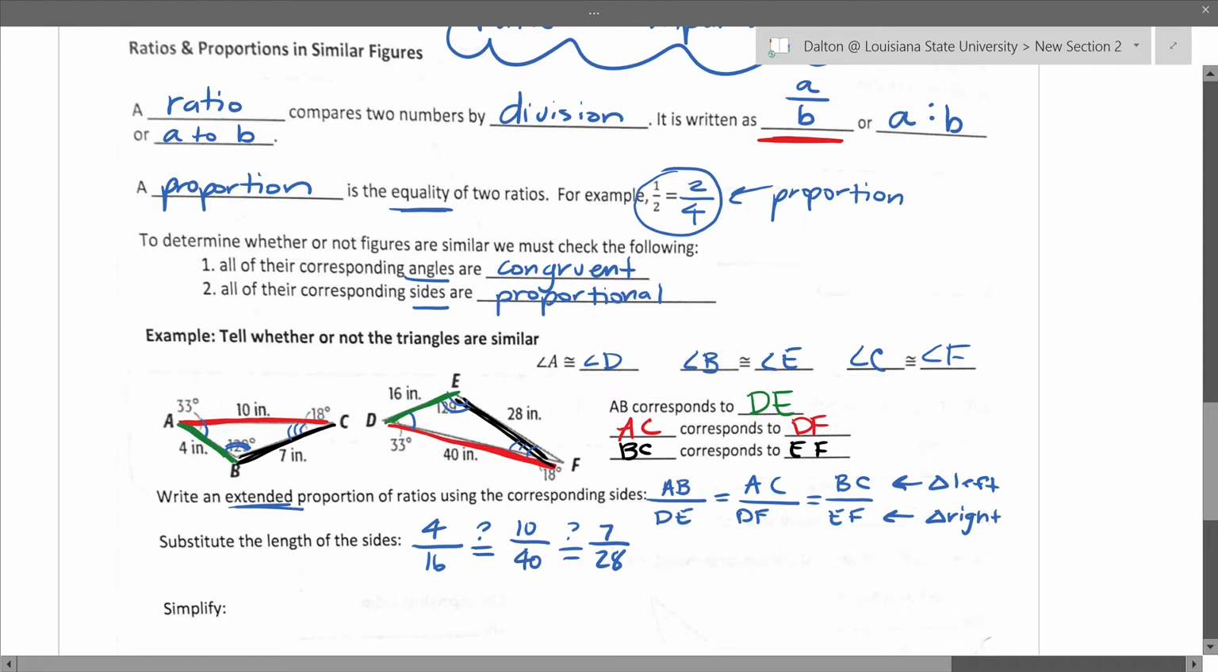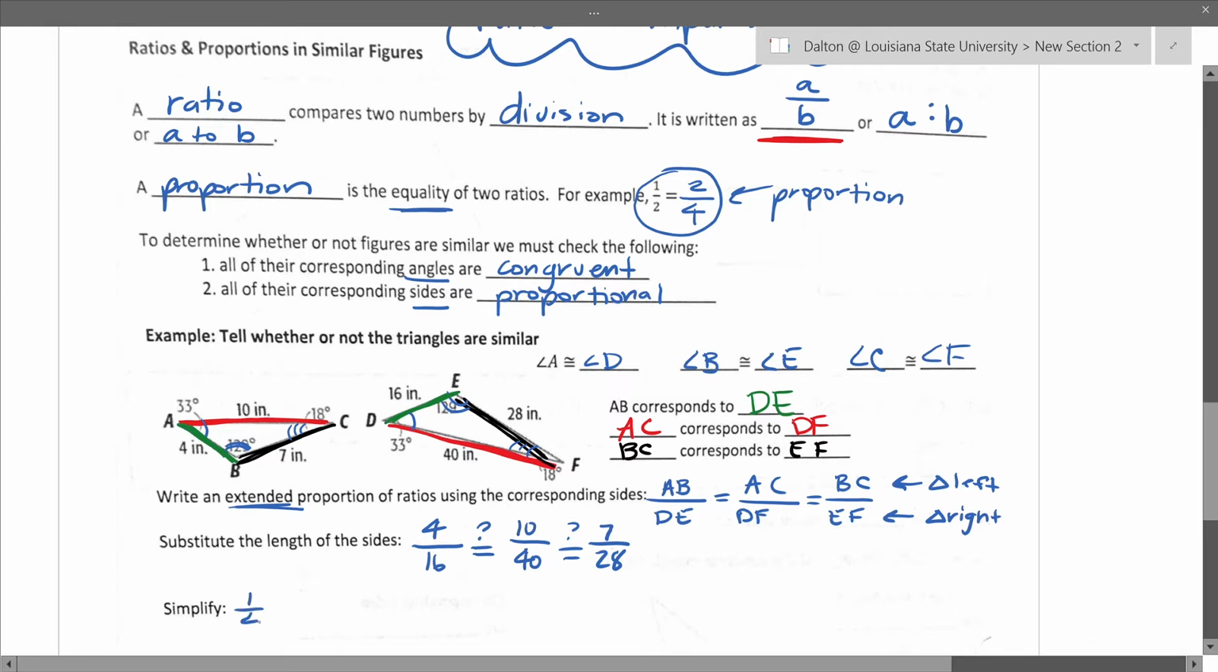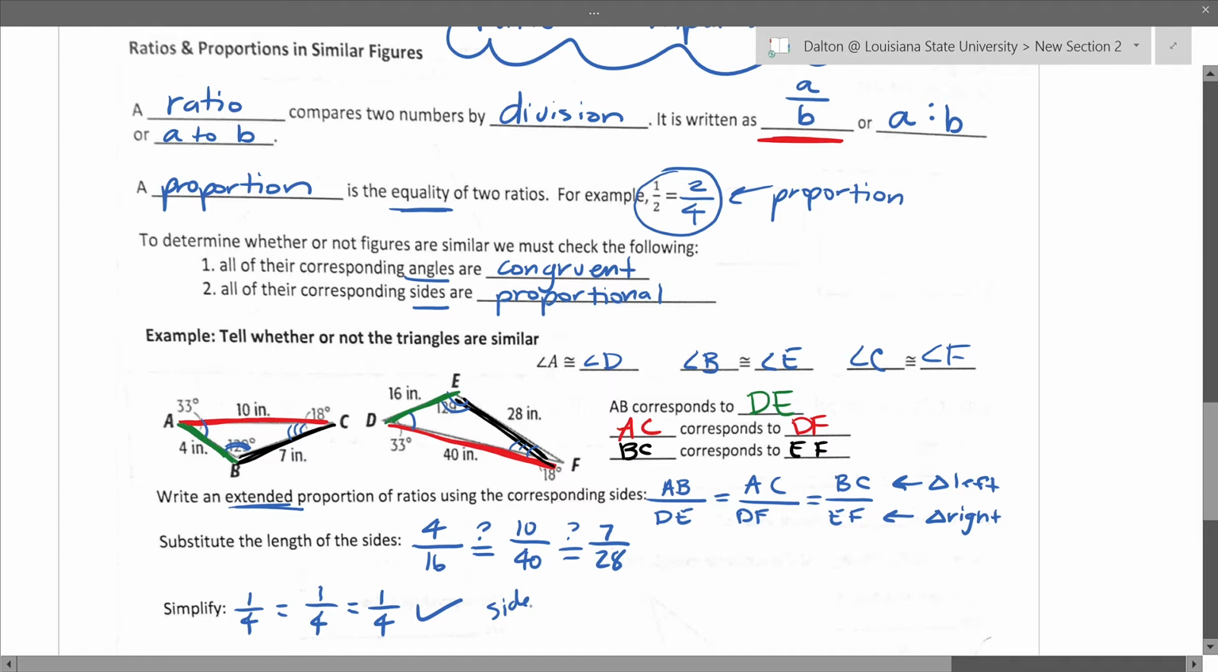Well, if you simplify all of those fractions, you're going to get 1/4 for the first one. 10 over 40 is also 1/4, and 7 over 28 is also 1/4. So since they are all the same, then we can say the sides are proportional, since the ratios simplify to the same number.